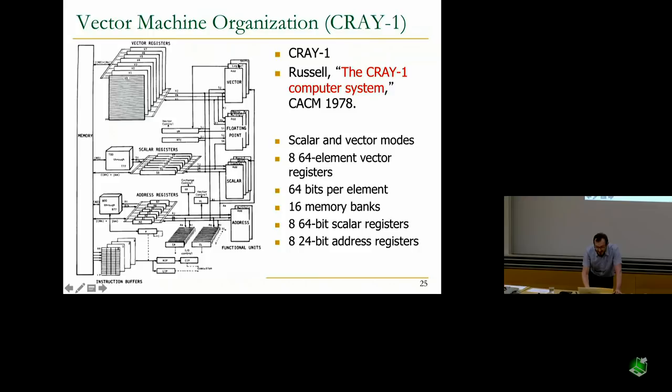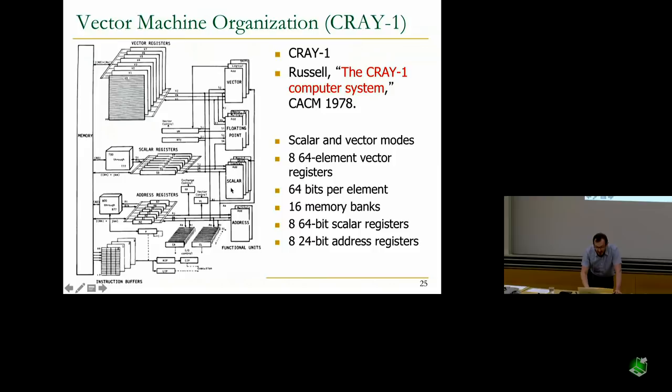You can see the vector functional units. You can see, I believe this is the vector mask register. If I can read this, it's VM. So the vector mask register tells which elements should be operated on. And you have 64 bits per element. We will see the memory banks very soon and their importance.